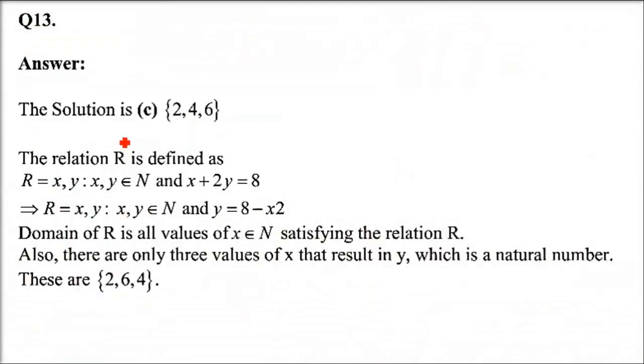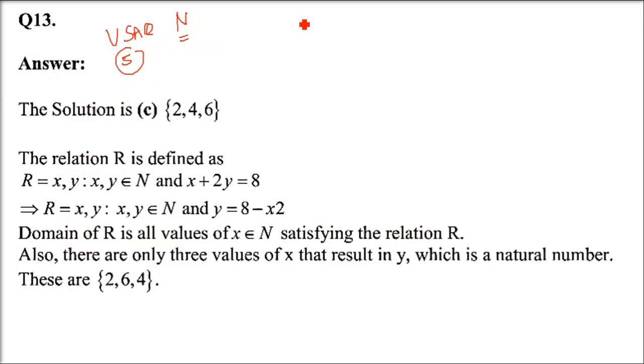So we have a relation. Let R be a relation on N defined by x plus 2y equals 8. The domain of R is. So VSAQ, we have already done this question. VSAQ question number 5 it is. This we have already done. So this is the fifth question of VSAQ. So let us discuss this.